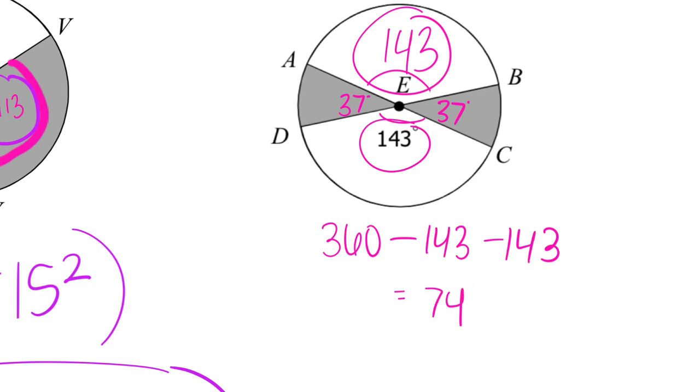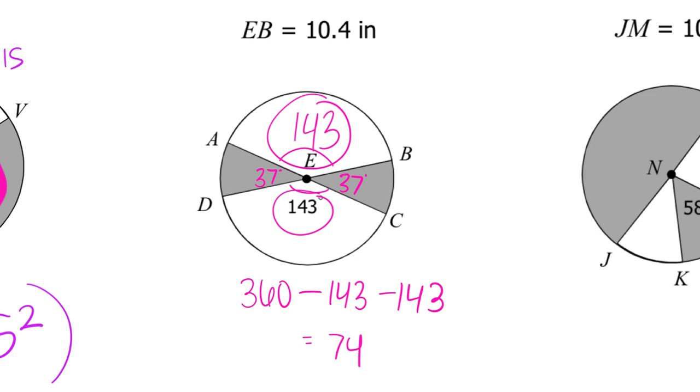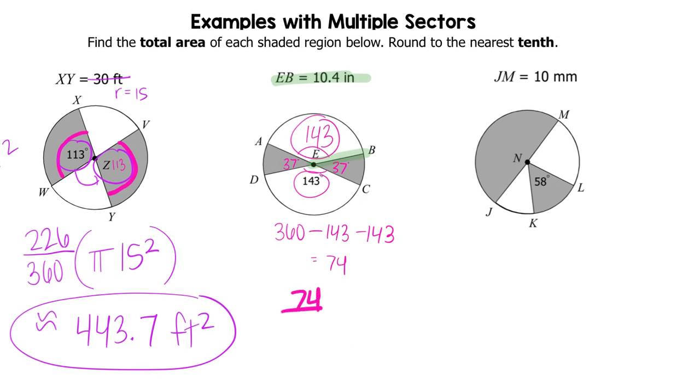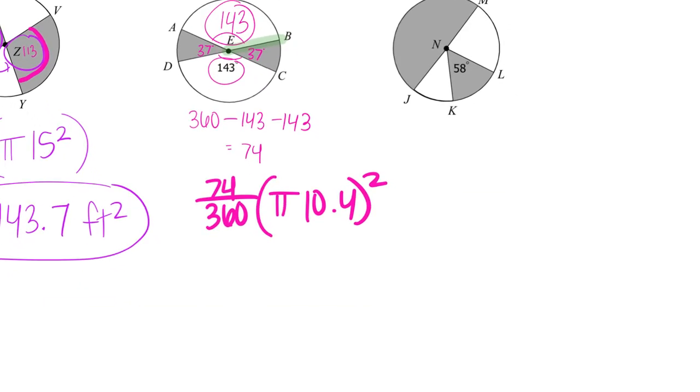So if we want the area of the shaded portion, we're going to use a 74 degree portion because that's what this would represent. So let's see if we have the radius. The radius here, it says EB is 10.4. That is actually a radius this time, right? So we're going to use 10.4. So the area of this shaded region would be 74 out of 360 times pi 10.4 squared. And again, you can just type that right into your calculators. You should be getting about 69.8.